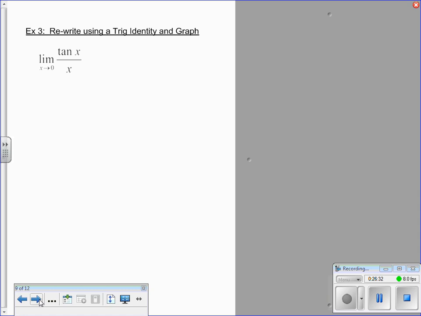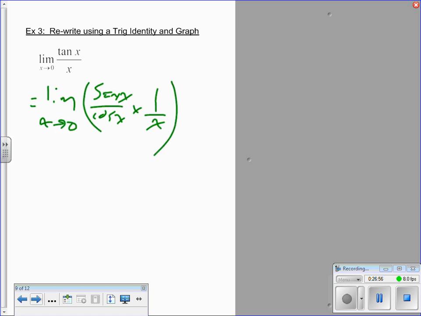My first thing is when I see trig functions that are not sine and cosine, I make them sines and cosines. The tangent is sine over cosine. So this is equal to the limit as x approaches 0 of sine x over cosine x times 1 over x. Correct? Because sine x over cosine x is tangent, and tangent times 1 over x is tangent over x. Same thing, they are equivalent terms. Okay, this still doesn't work. I still have 0 in my denominator.